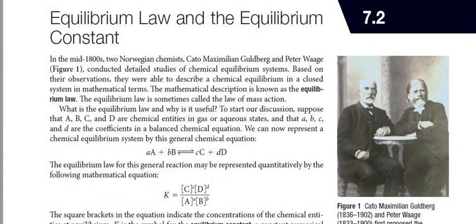K, which we will see later on is the equilibrium constant, is equal to [C] to the power of c times [D] to the power of d over [A] to the power of a times [B] to the power of b. So basically all capital letters A, B, C, D are chemicals, A and B are the reactants, and C and D are the products, and the lowercase letters are their coefficients after balancing the chemical reaction. So basically K is going to be the products divided by the reactants, and each of them is to the power of their coefficients.